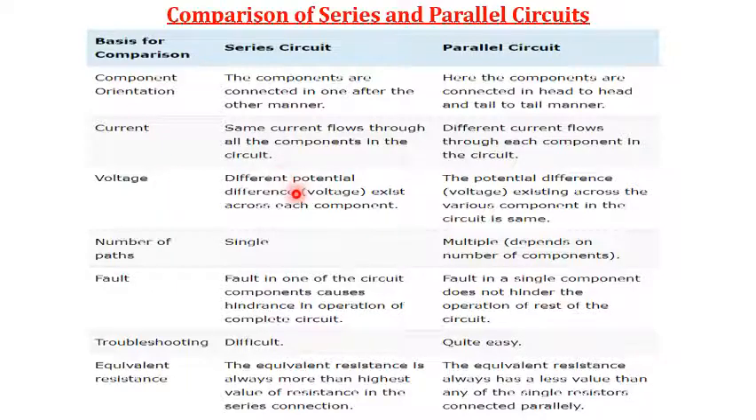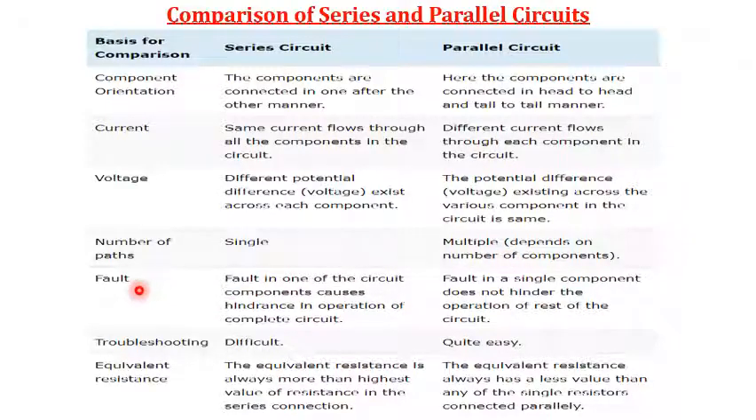Then next you consider the comparison parameter as voltage. In case of a series circuit, different potential difference exists across each component. That means voltage will be divided in a series circuit. In a parallel circuit, the potential difference existing across the various components is the same. That means the voltage drop across each component will be the same. As for the number of paths, you can find only a single path in a series circuit. In a parallel circuit you can find multiple paths, depending on the number of components.